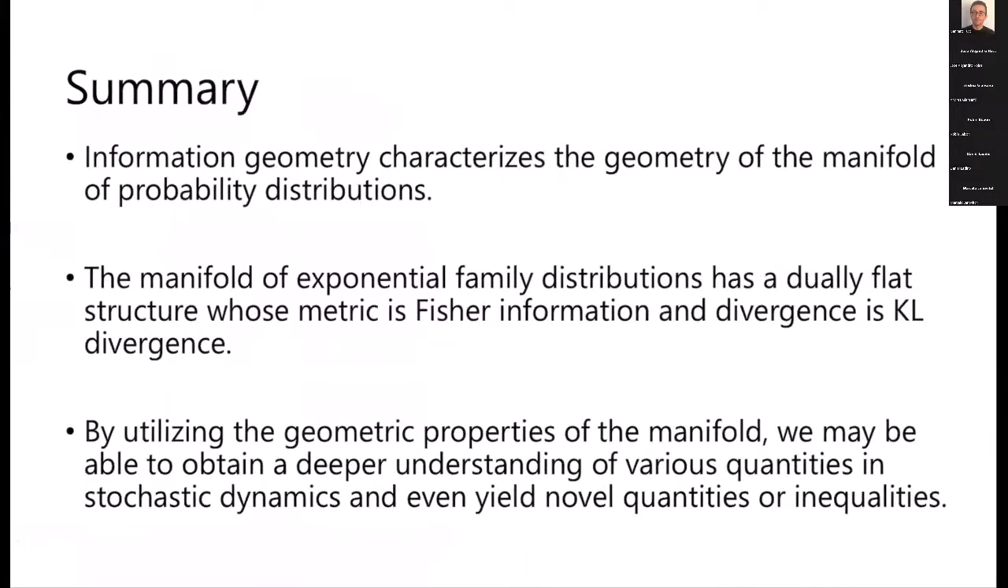So let me summarize my tutorial. Information geometry characterizes the geometry of the manifold of probability distributions. And the manifold of exponential family distributions has a dually flat structure whose metric is the Fisher information, and divergence is the KL divergence. And by utilizing the geometric properties of the manifold, we may be able to obtain a deeper understanding of various quantities in stochastic thermodynamics, and even yield novel quantities or inequalities, I hope.